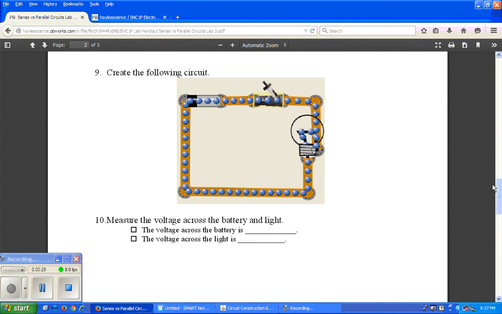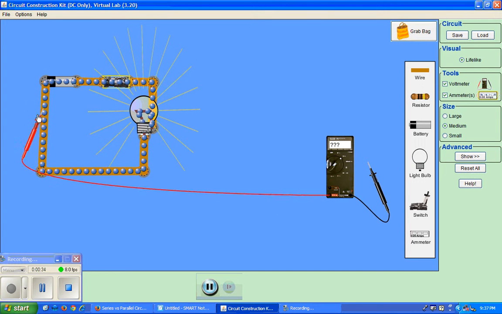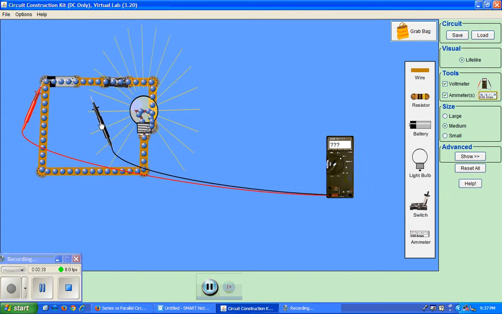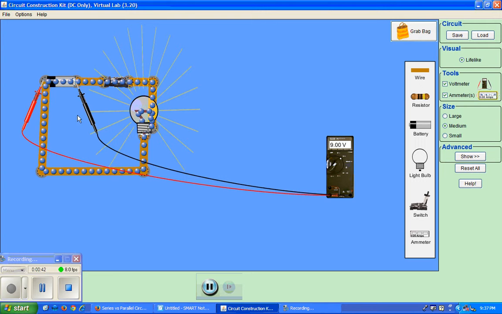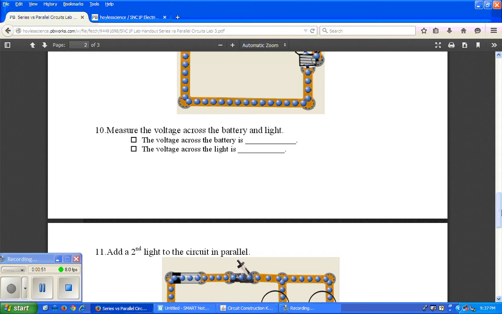We'll go to step 10. It says measure the voltage across the battery and the light. So we'll do that. So the voltage across the battery is 9 volts. You can see that right there. And then the voltage across the light bulb is also 9 volts. So we can record that information right there.